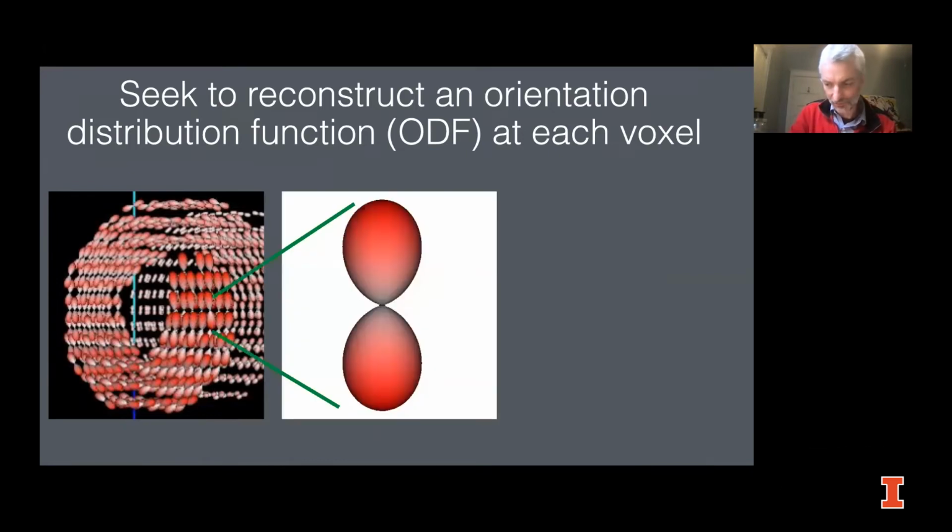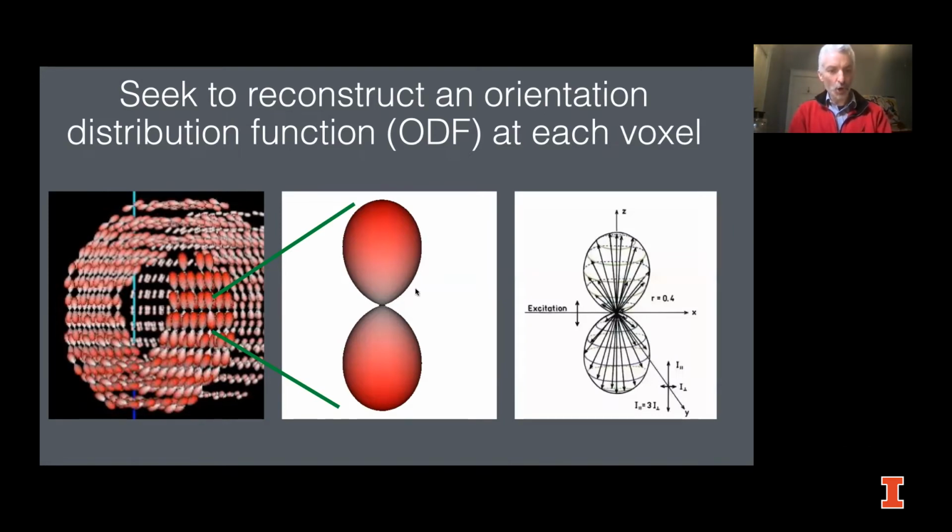You can think of this as a probability distribution function on the sphere, a probability distribution function of directions. An ODF that looks like this means that we've got lots of vectors pointing vertically. All the ODFs I'm going to show you are going to have a 180-degree symmetry because of what I said before: if you flip a dipole, it responds in exactly the same way. So we're never going to be able to tell a 180-degree flip. Okay, so this is what we're trying to reconstruct.